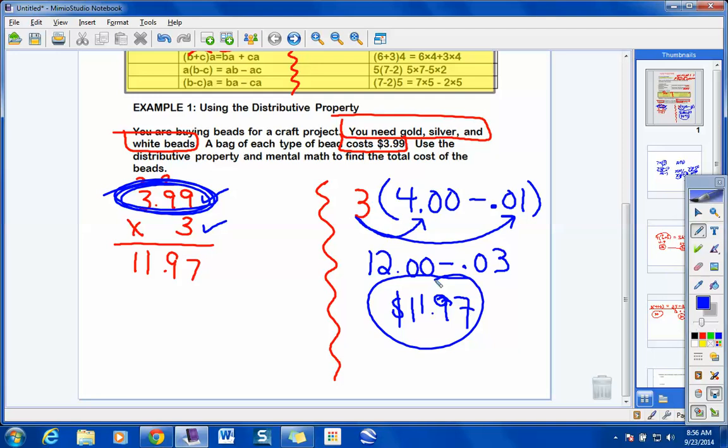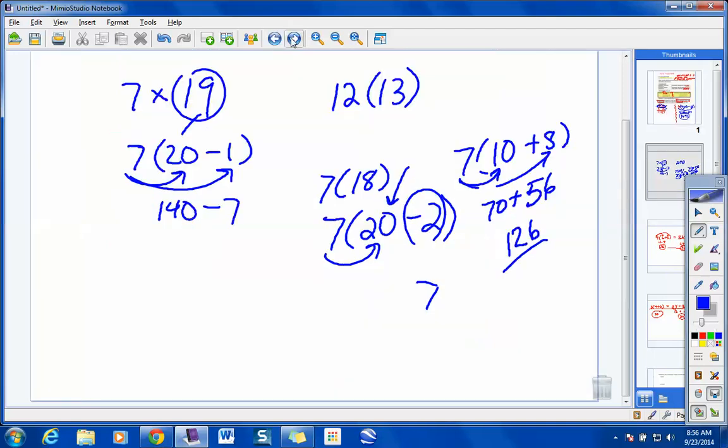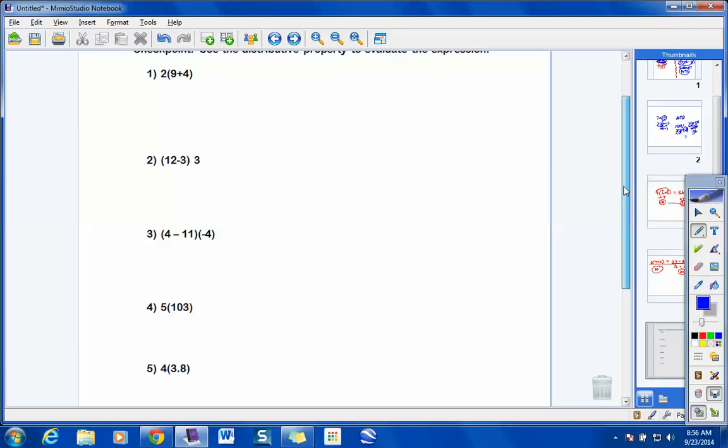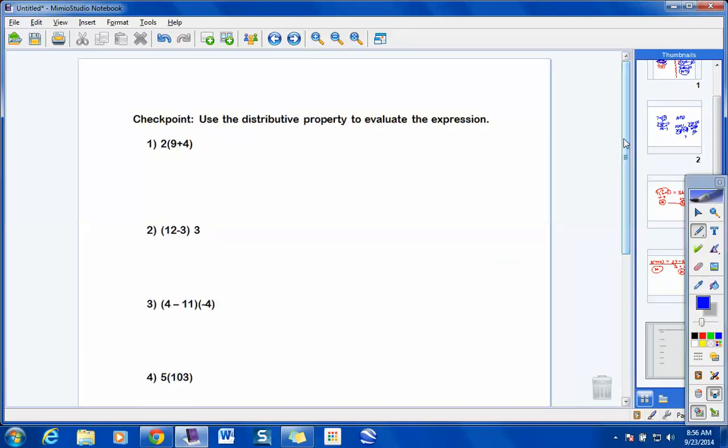Well, questions on the front side then here. Any questions front side? Let's get to the gist of this then. Second page, if you will. Why don't you guys head on over to the second page. Got a lot of examples here that we're going to use the distributive property to evaluate the expression. Alright? So a couple things we can choose to do.